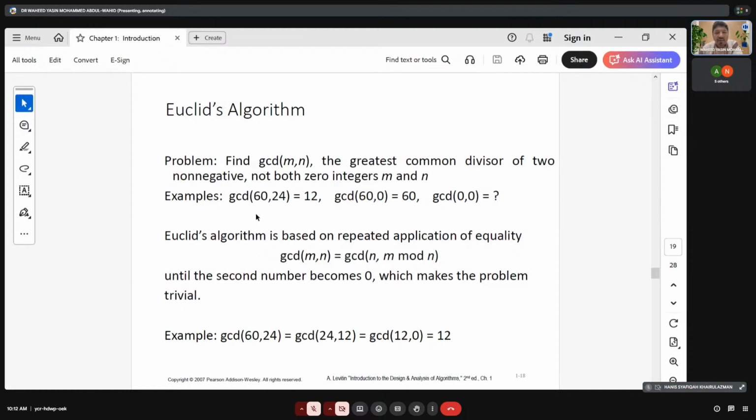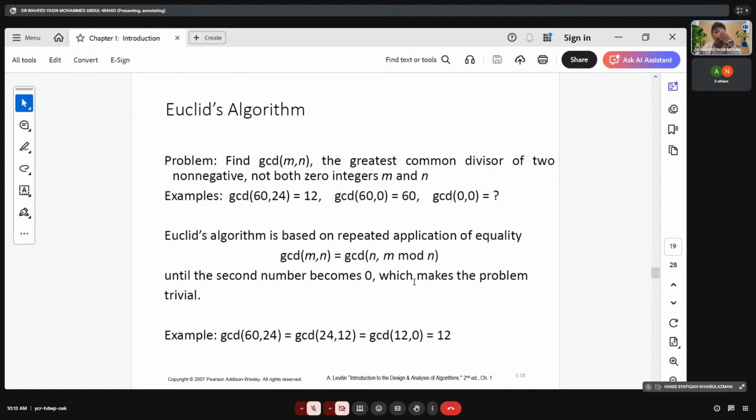We have to find the GCD of m and n, the greatest common divisor of two non-negative integers m and n, not both zero. Example: GCD(60, 24) is 12, GCD(60, 0) is 60. When you have 0, we have to stop. Euclid's algorithm is based on repeated application of the equality GCD(m, n) = GCD(n, m mod n). So here this is the GCD example.